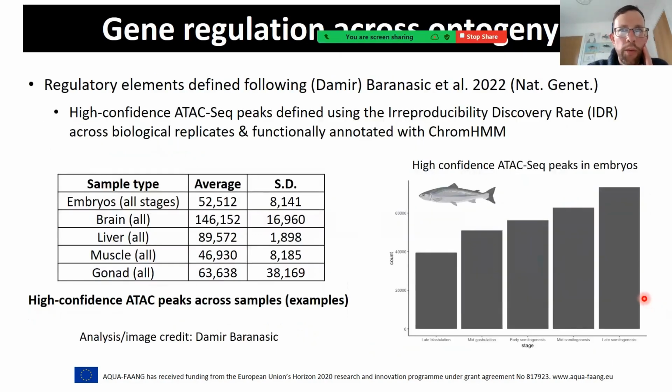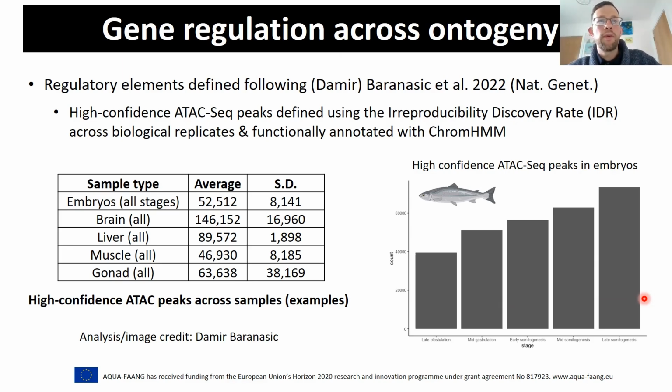Also, just to note how we used ATAC peaks to define high confidence regulatory elements. So these high confidence ATAC peaks were identified using the IDR method, which was done by ENCODE. And then we take those ATAC peaks, which are effectively the ones that show highest reproducibility between the biological replicates used. We take those and we annotate them with the ChromHMM predictions, effectively following a method that was done very successfully in a paper that was published recently by the zebrafish functional annotation community. First author on that paper was Demir, who's also working heavily with us on AQUA-FAANG.